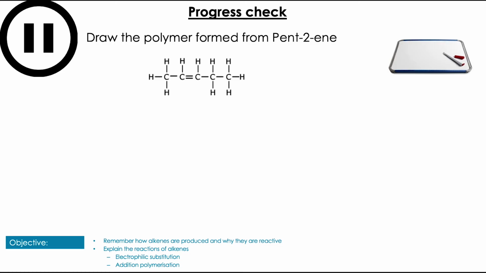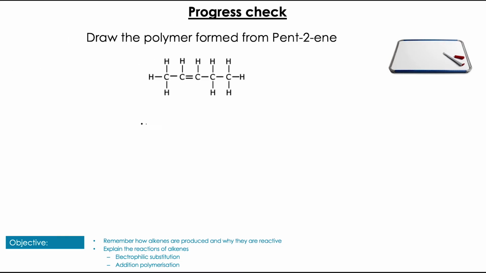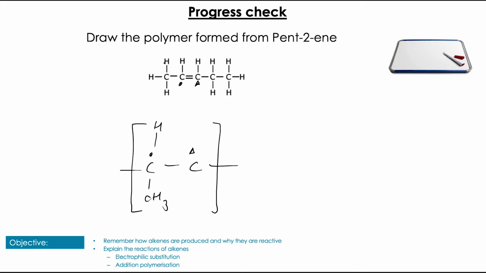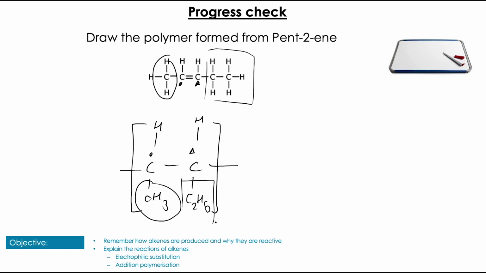Pause the video. Pop them up. Once again, following those three simple rules: square brackets, two carbons joined by a single bond, and single bonds going out of the brackets. I'm going to label these carbons so you can see where I'm putting these. So I've got a CH3 below and a hydrogen above. I'll just draw a little circle around it. Again, hydrogen above, and I've got a C2H5, which I'll put a square around. Don't forget my little n to represent the repeating pattern.